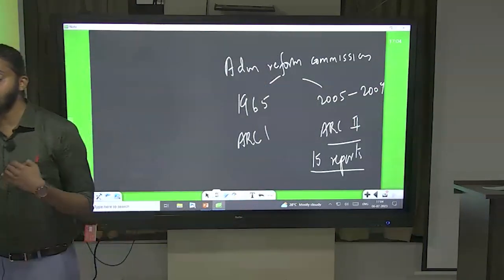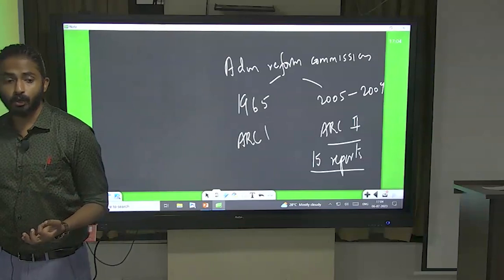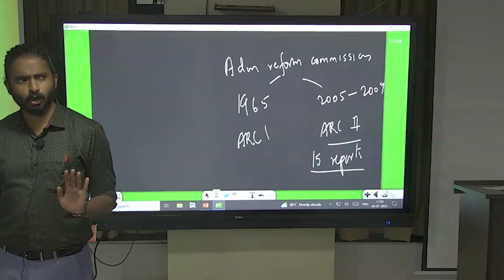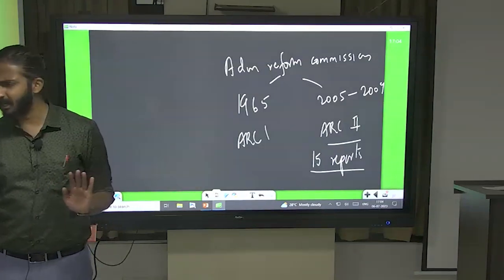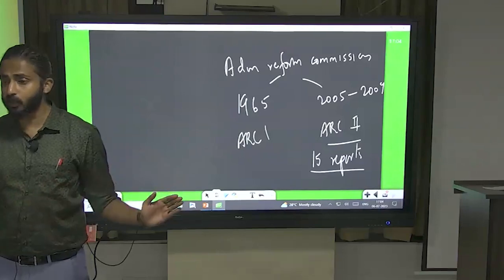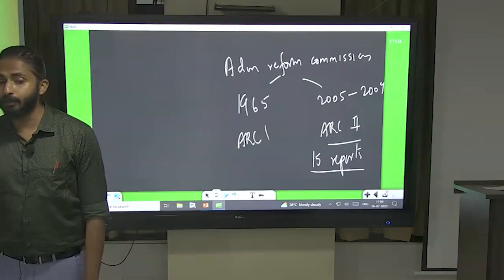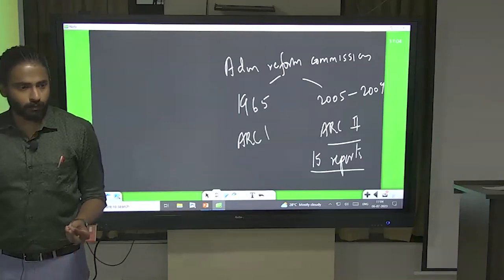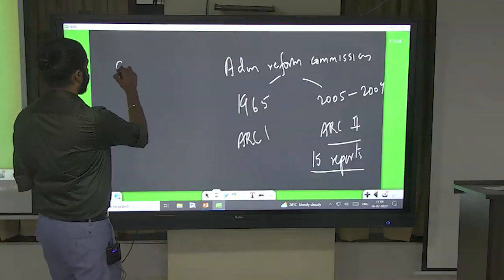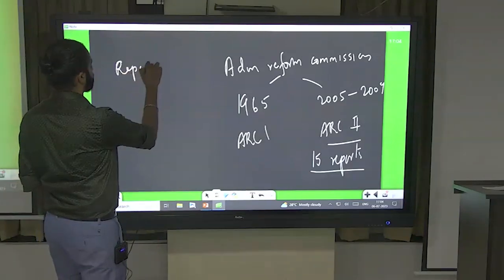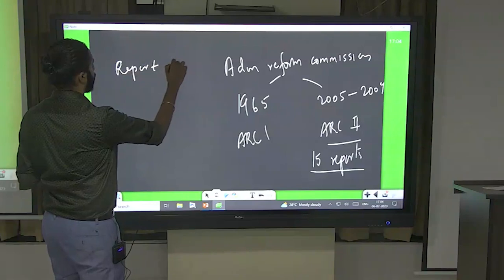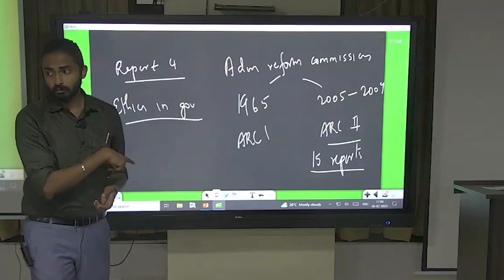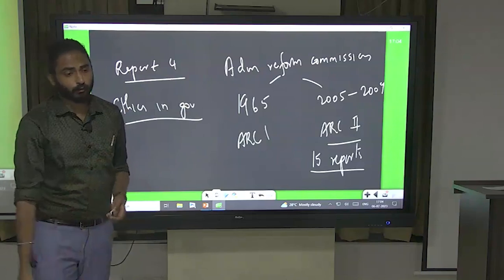First report is on RTI. What is RTI? Right to information, the master key to good governance. That is the first report, and I think the 15th report is on district administration, I assume. So there are 15 reports of ARC. These reports are important in our paper 2 as well as your GS2. Fourth report is called Ethics in Governance. This report will help you even in your GS4 ethics. You can read this report for your GS4 also.